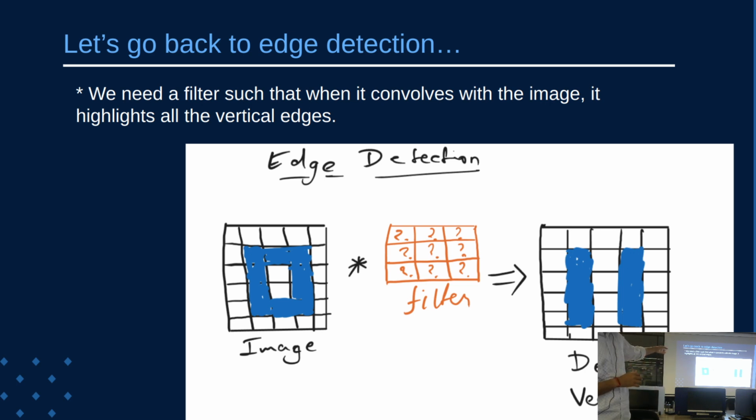Consider I have an image of a box and I want to detect the vertical edges in the box. So the question I want to ask is, what is going to be that filter that will slide over that image and tell me these edges? That is the question. So again, I have an image, I want to determine what will be that filter that will tell me what the edges are. Okay.